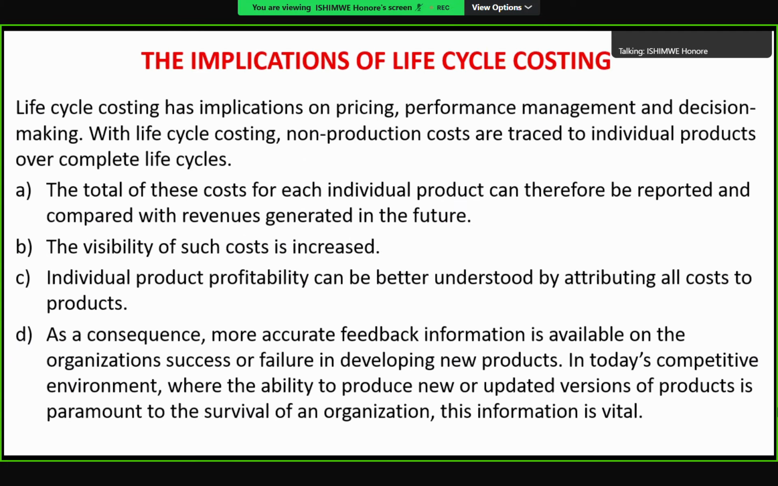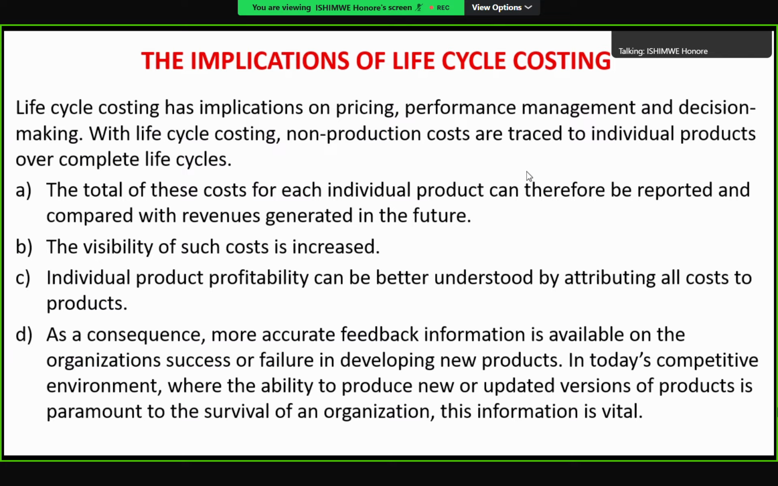Then the implications of life cycle costing. Life cycle costing has implications on pricing, even performance management of the company or of a division, and even decision making. It will also affect decisions people should take. With life cycle costing, any non-production cost can also be identified to an individual product over its complete life cycle, the lifespan. So the first implication is that the total of these costs for each individual product can therefore be reported and compared with revenue generated in the future.